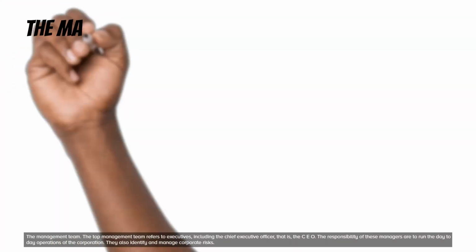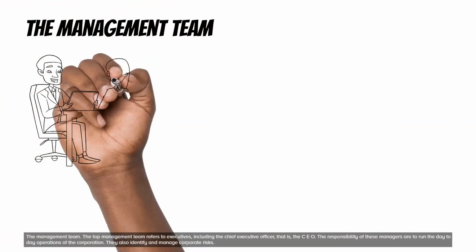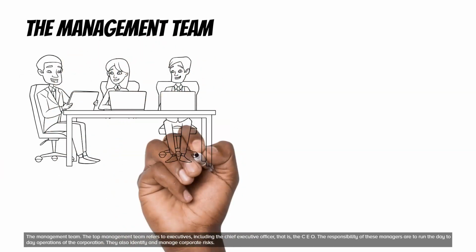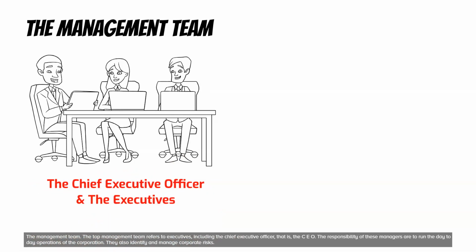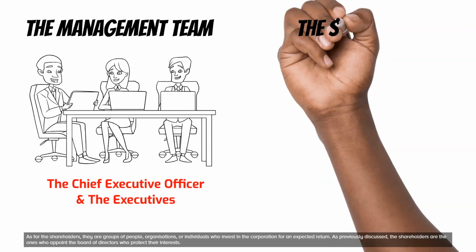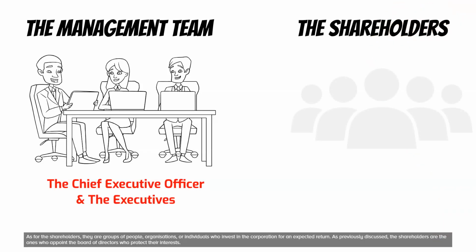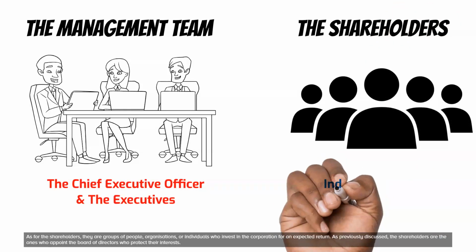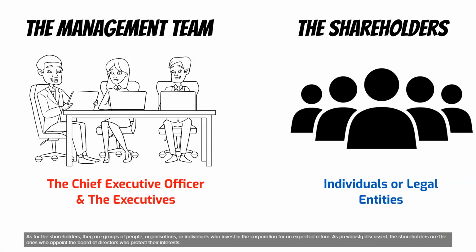The management team. The top management team refers to executives, including the chief executive officer, that is, the CEO. The responsibility of these managers is to run the day-to-day operations of the corporation. They also identify and manage corporate risks. As for the shareholders, they are groups of people, organizations, or individuals who invest in the corporation for an expected return. As previously discussed, the shareholders are the ones who appoint the board of directors who protect their interests.